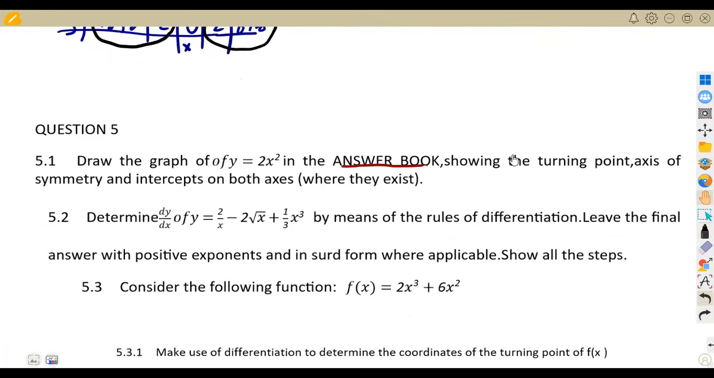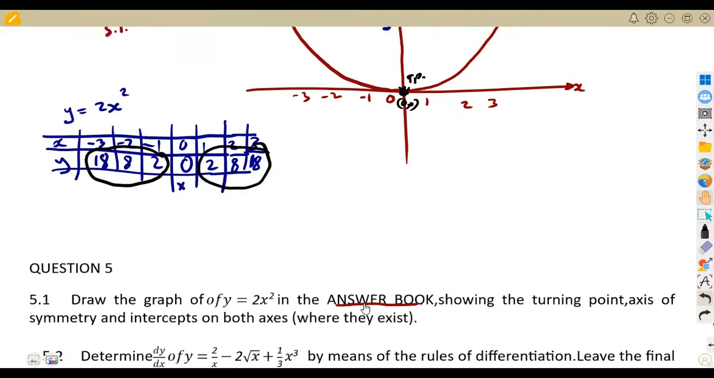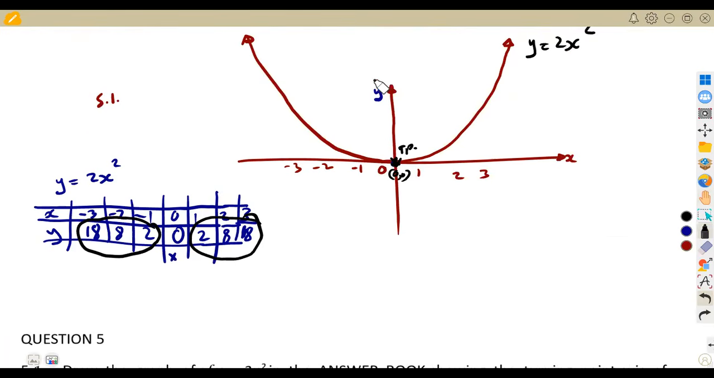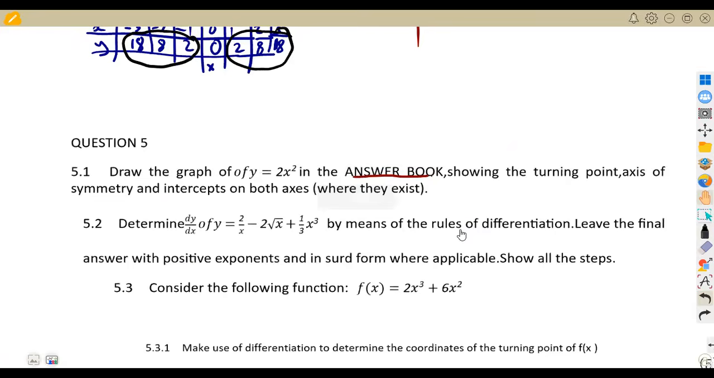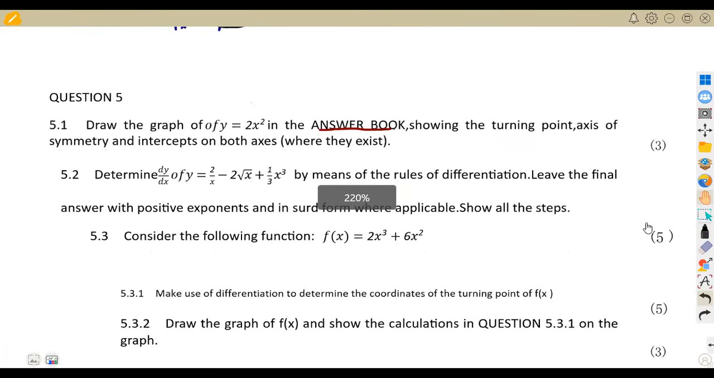So we need to show the turning point and the axis of symmetry. The axis of symmetry, like I said, is the y-axis, which is the line x is equal to 0. That's your axis of symmetry. This is your turning point. The solutions are at 0. So I think that was enough for you to obtain all the marks, which is 3 marks for that.